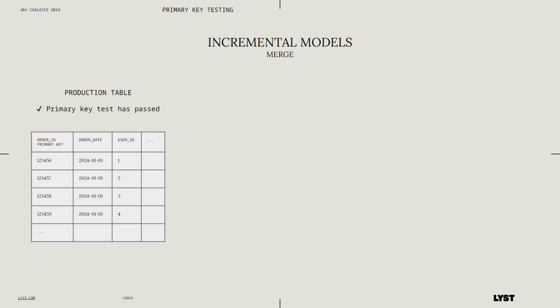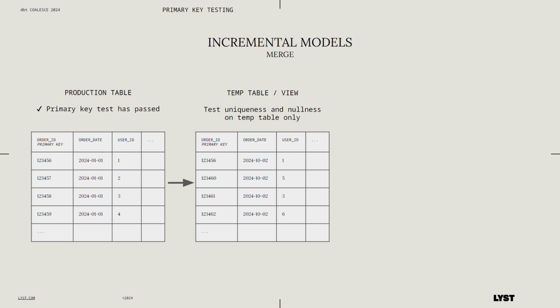So I'll go through how we do this for merge incremental models. This also works for delete and insert incremental models where the primary key is the unique key or contains the unique key. For these models, we know that the production table will have passed the primary key tests. So when the temp table or view is created, we only need to test this new data. This is because this new data will either be appended if the primary key is brand new, or will overwrite the production row if it already exists in the production table. So if this is unique and not null, when it then gets merged, the production table will still continue to have unique and not null primary keys.